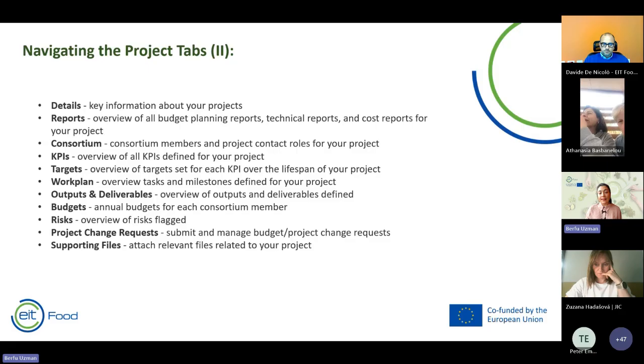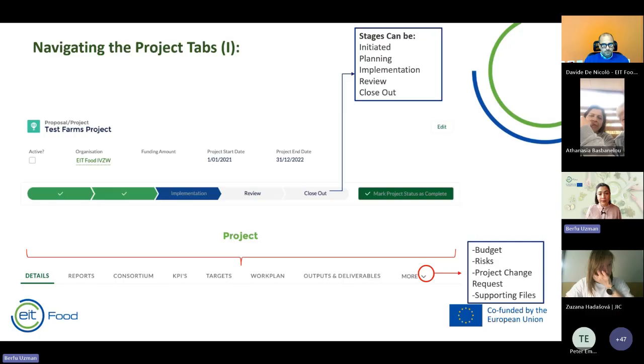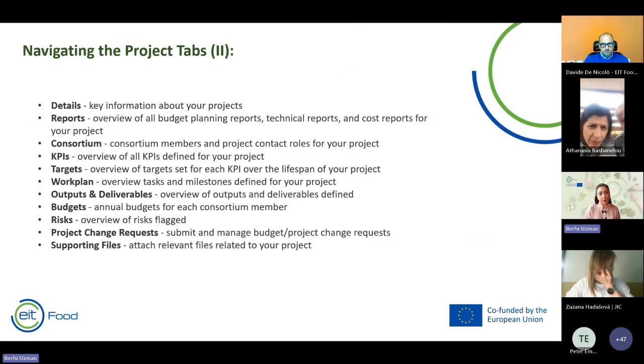So let's see the details about these additional tabs. One step back, all these tabs that I have been showing. Details gives the key information about your projects. Reports is an overview of all budget planning reports. So you will see the periods of the reporting, the technical reports, the cost reporting. The consortium tab, as can be understood from the name, lists all the consortium members and the project contact roles. So your program manager, the old name, project monitor is the new name. These people are also listed in your projects.